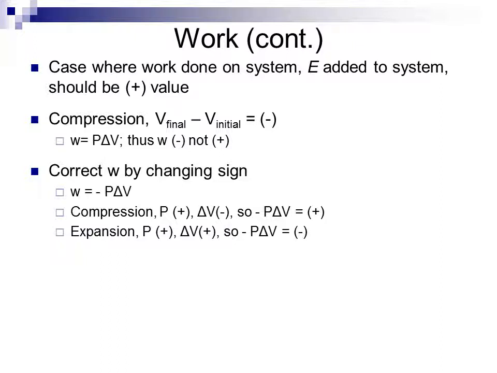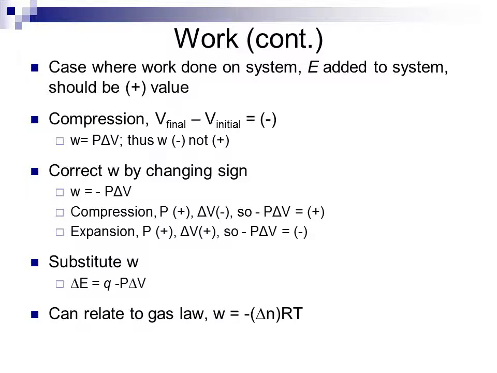An expansion process, which has a positive pressure and a positive change in volume, will produce an overall negative value because it is analogous to an exothermic process, where the system is doing work on its surroundings. We can substitute the W such that if we put that into our energy equation, which was change in energy is equal to Q plus W, if W is negative P delta V, then my change in internal energy becomes Q minus P delta V.